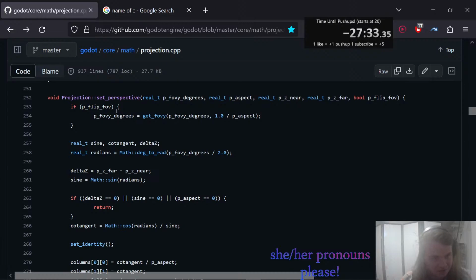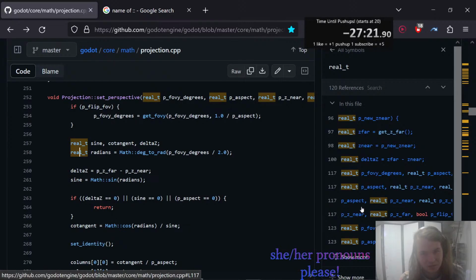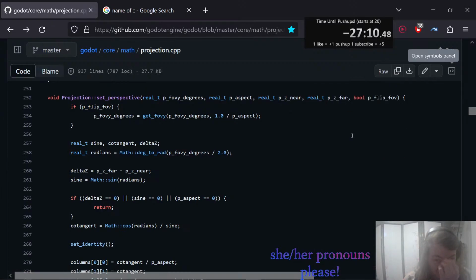real_t sine, cotangent, delta_z; real_t. What is real_t? What is it? Actually, I don't mind pronouncing the underscores and stuff, but if you don't like it, I can just do real t sine, cotangent, delta z. It's real t sine cotangent delta z.